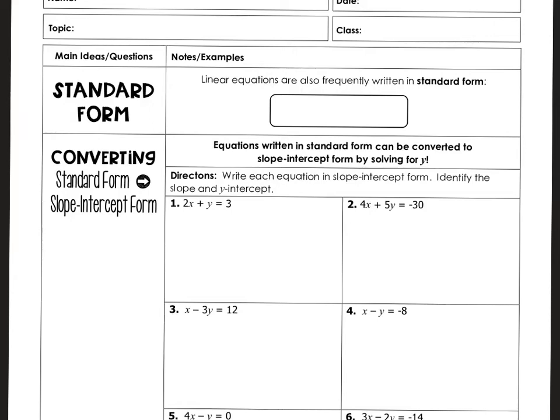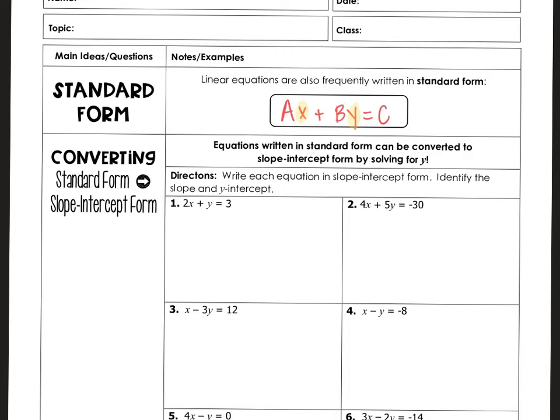Hi everybody, so today we are going to be talking about standard form. Standard form is another way that we can write a linear equation, and when something is written in standard form, it's written in this format: ax plus by equals c. When we're writing these equations, we want to make sure that we have x and y on the same side of the equal sign.